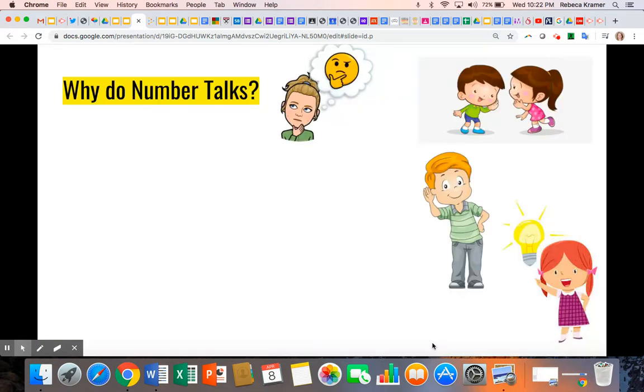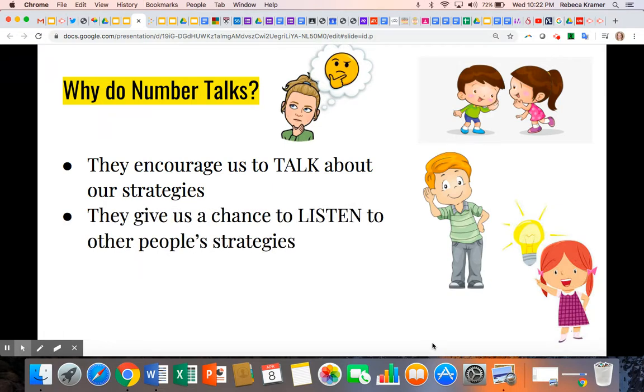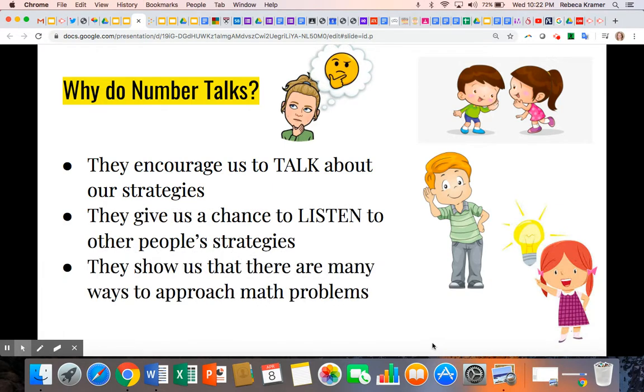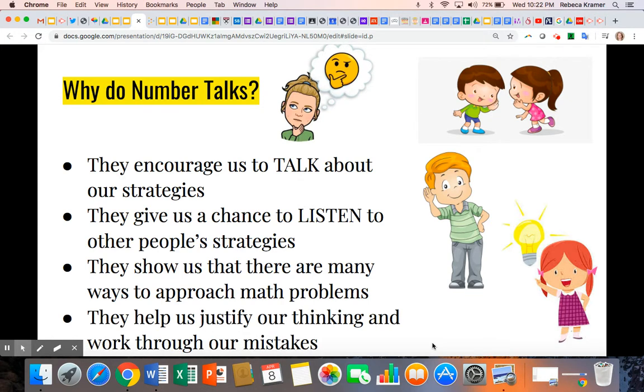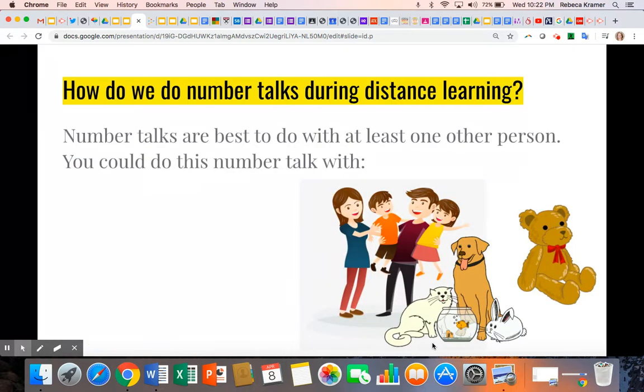So why do we do number talks? They encourage us to talk about our strategies. They give us a chance to listen to other people's strategies. They show us that there are many ways to approach math problems, and they help us justify our thinking and work through our mistakes. So how do we do number talks during distance learning?